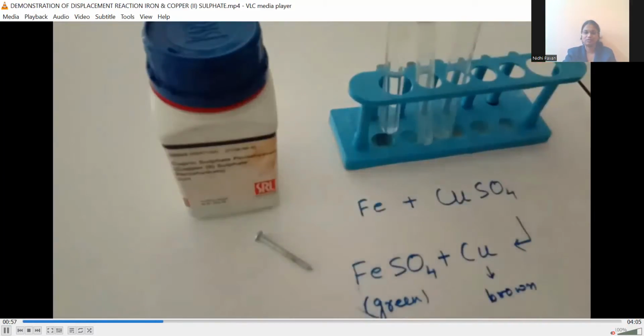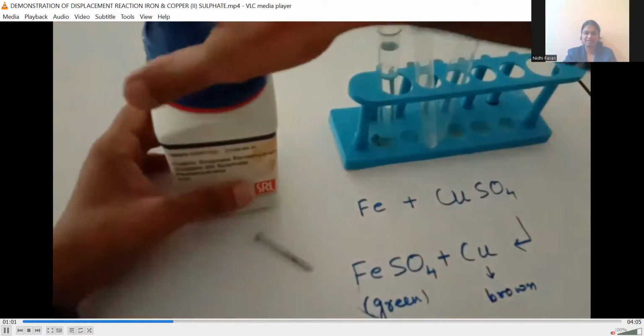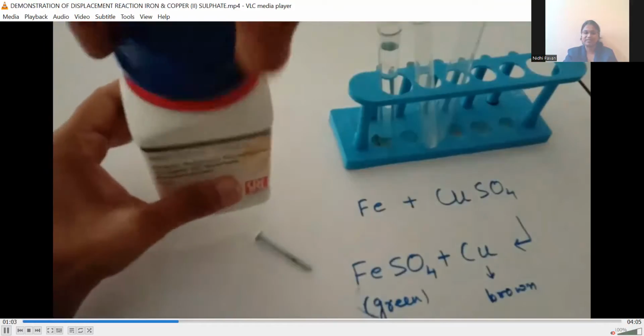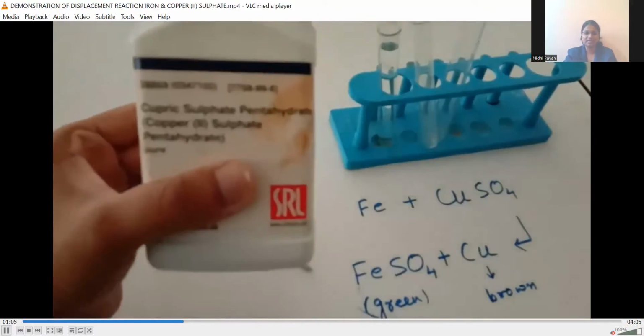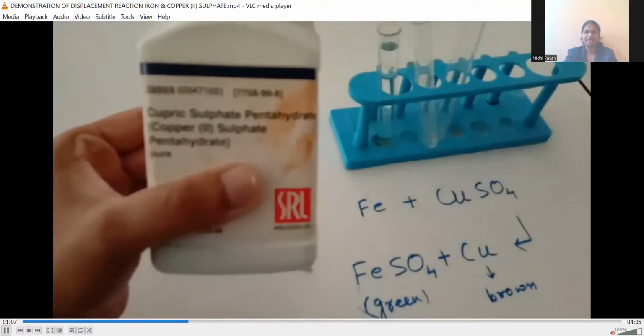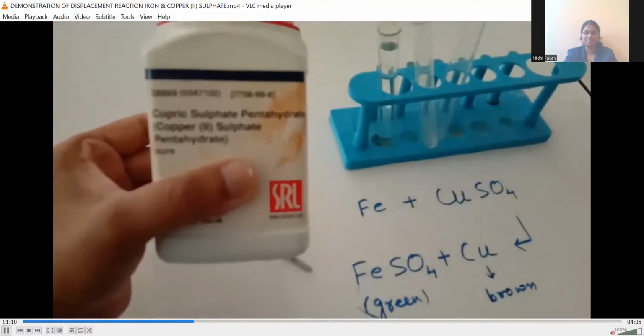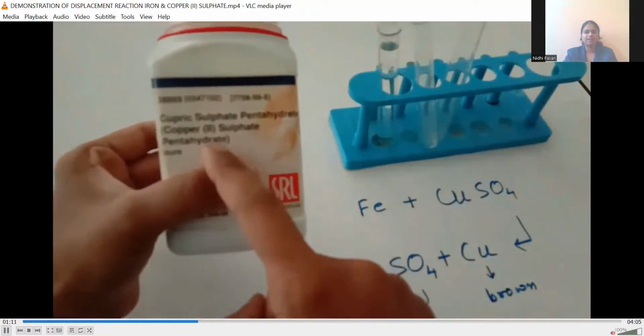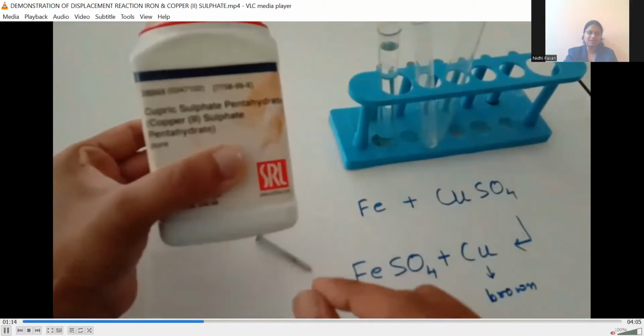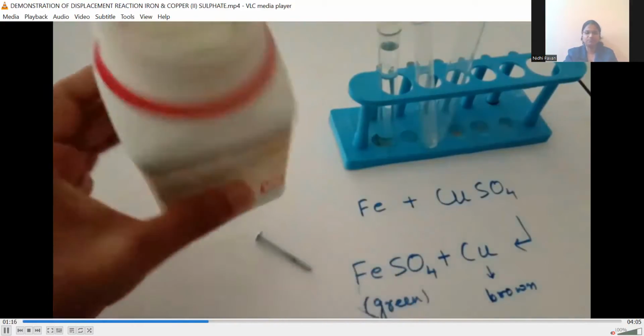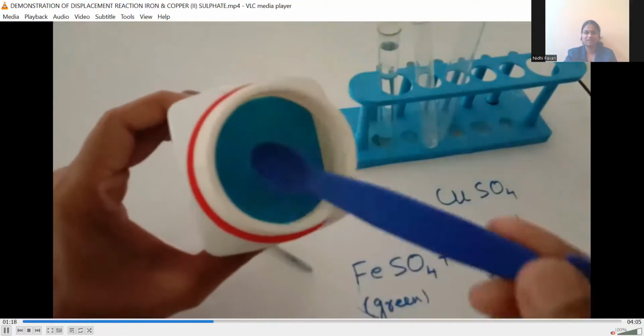So they took 3 test tubes. I think they will make a solution of copper sulfate. So this is the copper sulfate they are using. You can see copper sulfate pentahydrate, meaning the water is still present. And yeah, it will be blue in color. They will just show you. Yeah, see, it is blue in color.